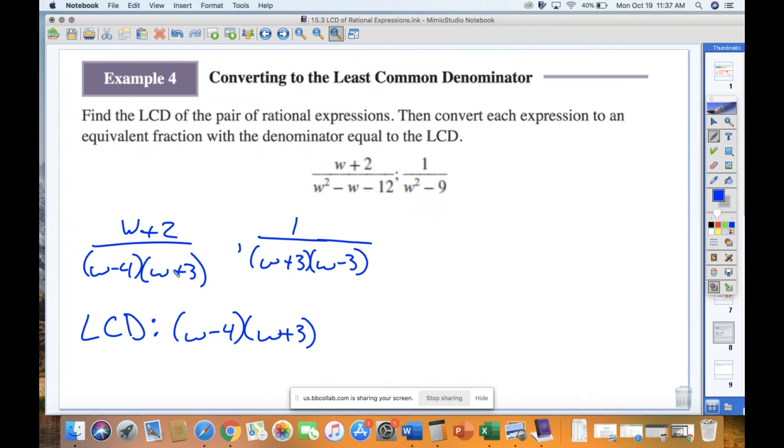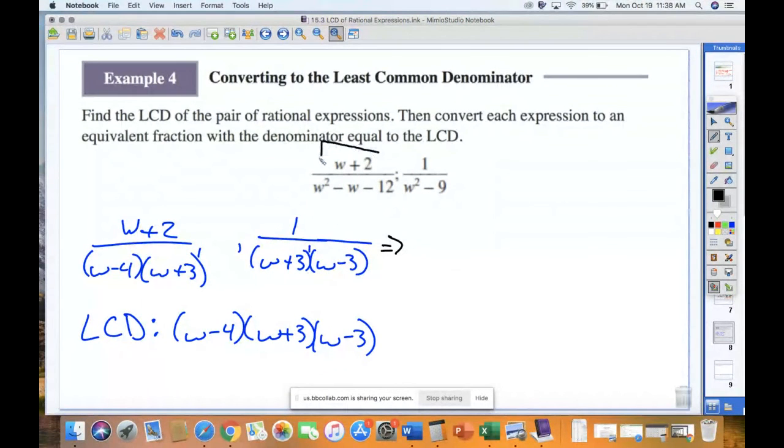Now this w plus 3 means this w plus 3 is no longer unique. I don't need to write it again. It's not going to be to the second power because these are both to the first power. W minus 3 is unique. And this is my least common denominator. Should I multiply it out? No. It's going to be the long way if you multiply it out. We want to be able to see these factors because now I'm going to change my fractions accordingly.